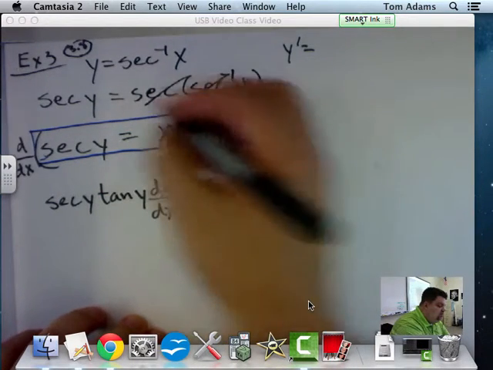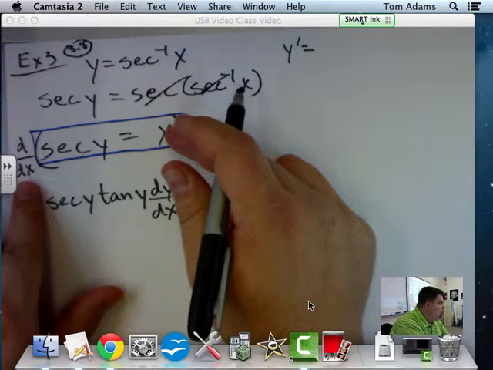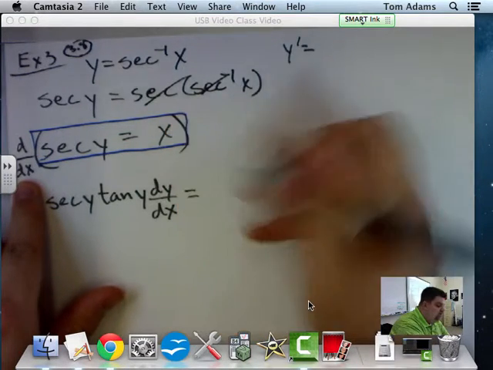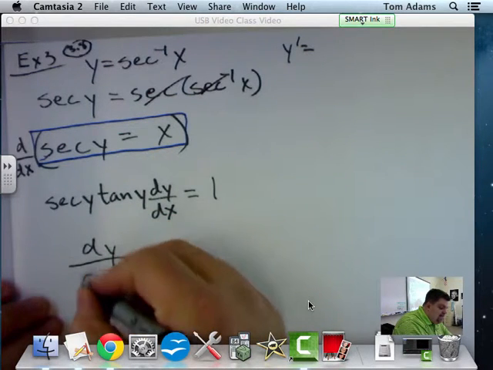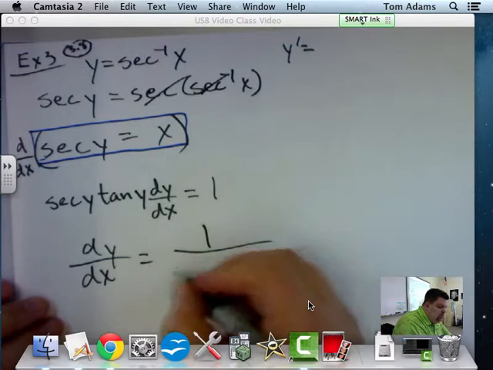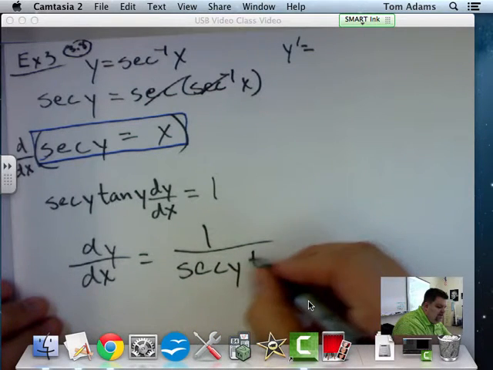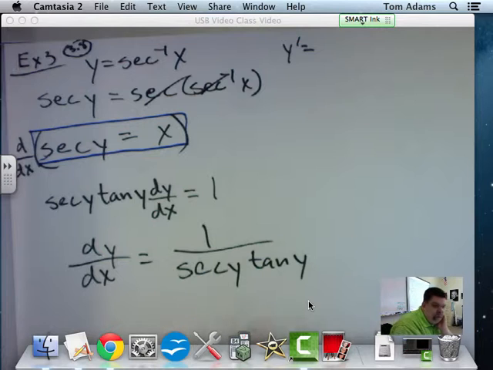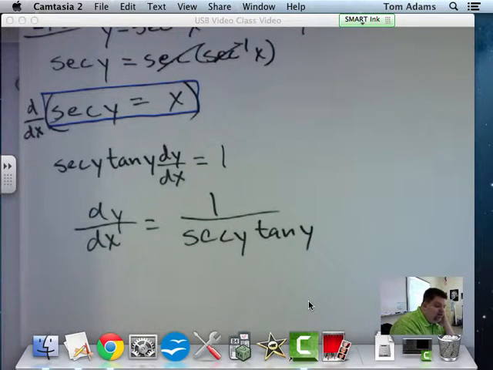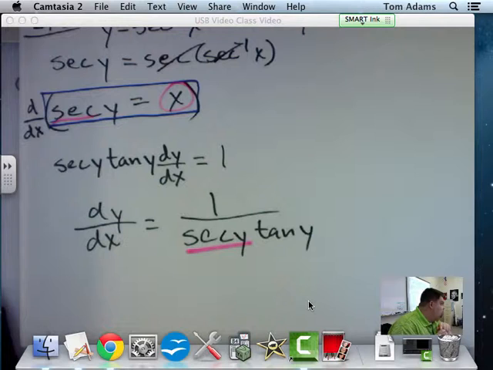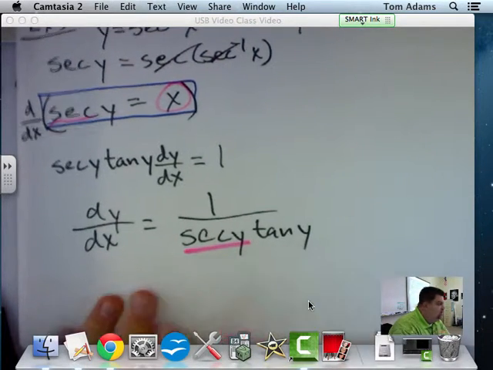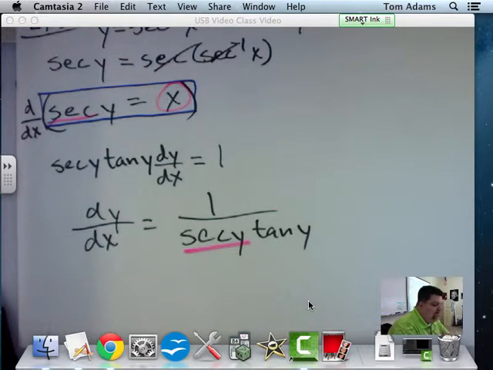Now the derivative of x is just what? 1. All right. So then dy/dx is equal to 1 over secant of y tangent of y. Well, now in the past we've been very lucky. We've just taken whatever this is and plugged in whatever the right-hand side of the equal sign is, which has usually been x. Can't do that this time because of this tangent thing. Tangent is not cooperating with our plans.